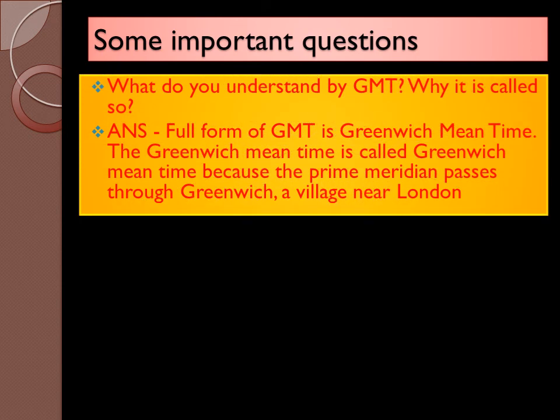Next question is, what do you understand by GMT? Why is it called so? So the answer is, full form of GMT is Greenwich Mean Time. It is called Greenwich Mean Time because the prime meridian passes through Greenwich, a village near London.